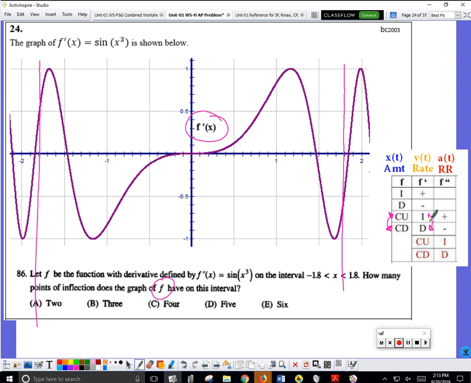Some people like to say, oh, so when f prime has a relative extrema, correct, that's where f will have an inflection point. But it's not f prime having the inflection point, it's f. We have a question about that. So I identified the inflection points on f by finding the relative extrema on f prime. And I just count. 1, 2, 3, 4.